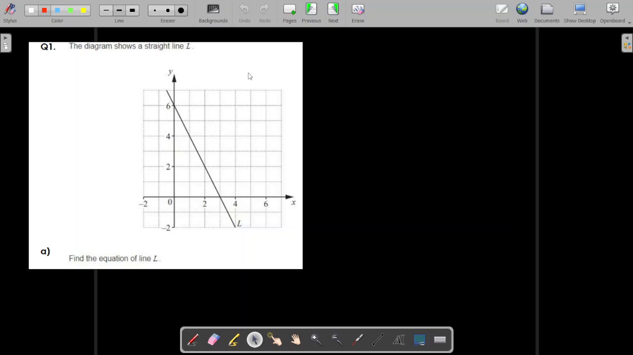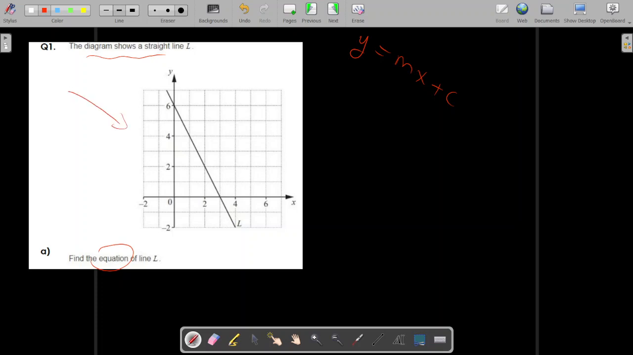And the first question is asking you to find the equation of line L. So you need to figure out the equation. The first thing you need to say is that I know the general form of any straight line equation is y equals mx plus c, m referring to the gradient and c referring to the y-intercept.